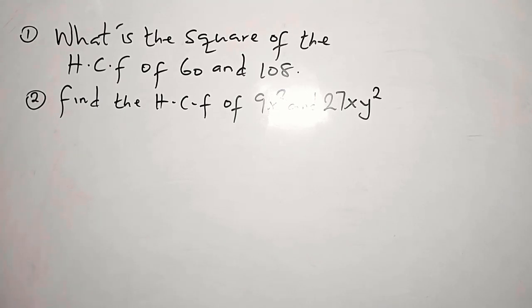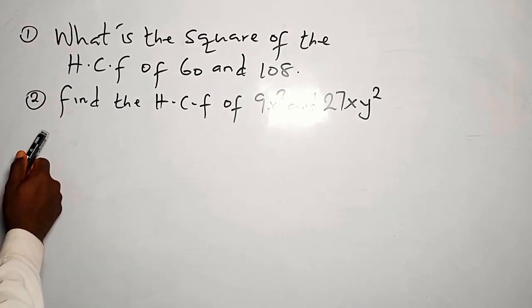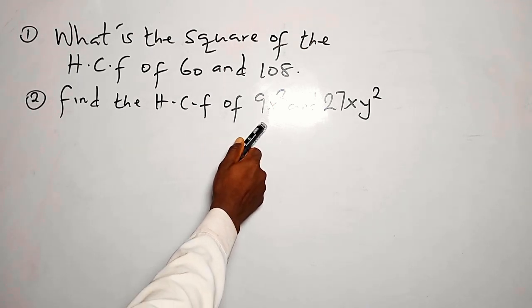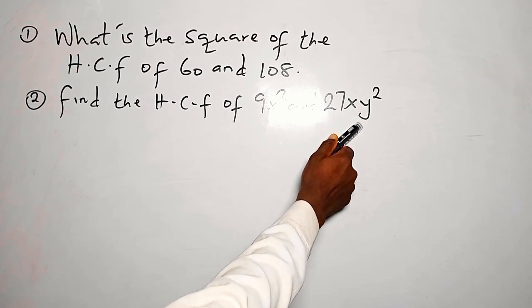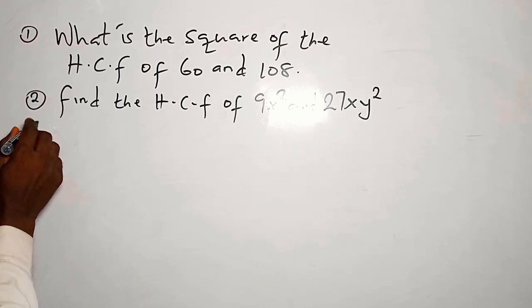The question says, what is the square of the HCF of 60 and 108? And the second question says, find the HCF of 9x squared and 27xy squared. So how do we do this? Solution.